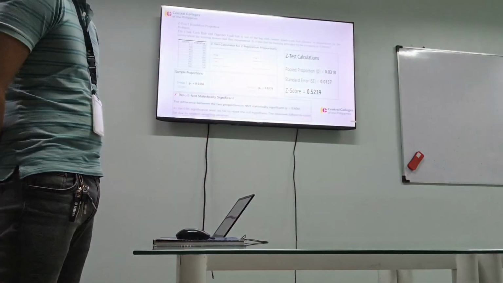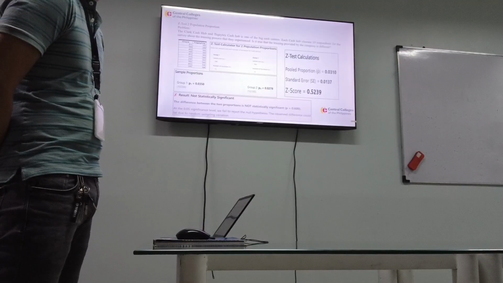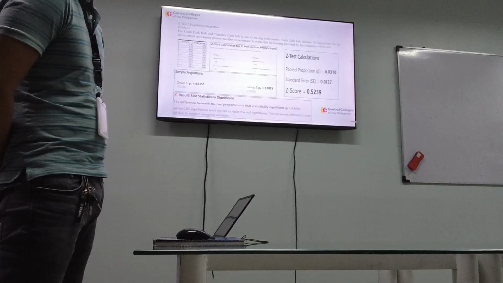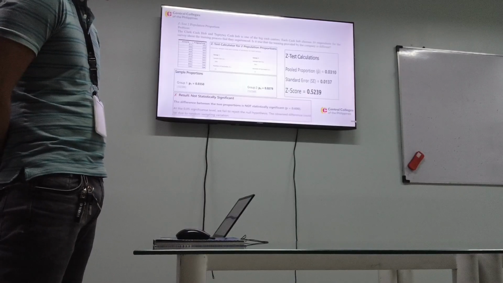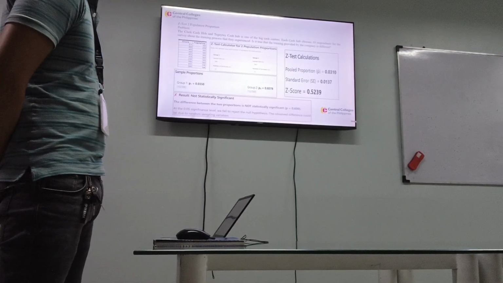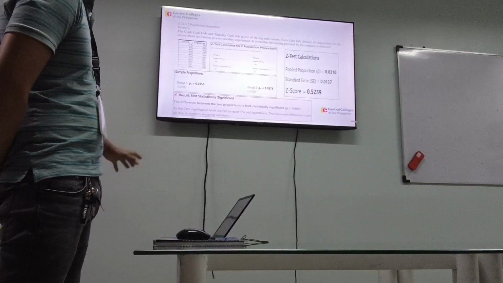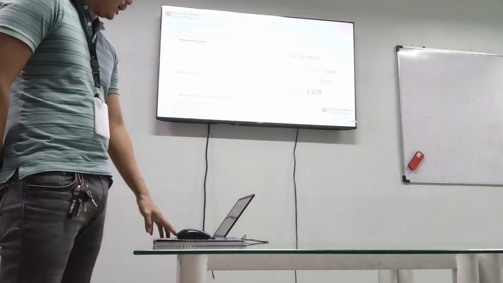And then, the Z-test. The Clark Kashab and Tagaytay Kashab is one of the biggest centers. Each Kashab chooses 10 respondents for the survey about the training process that they experience. Is it true that the training provided by the company is different? So, ito na po yung pinag-compare po yung dalawang Kashab natin. So, ito po yung computation.